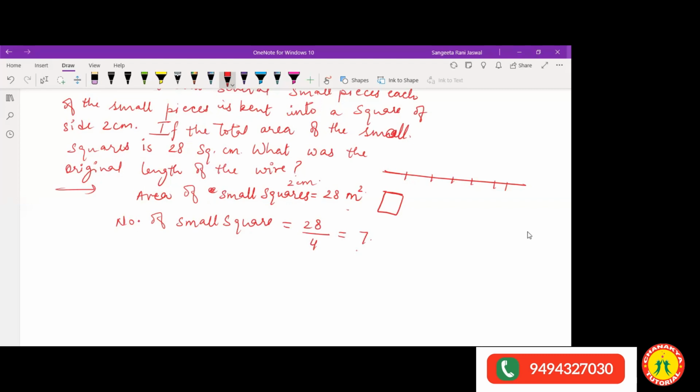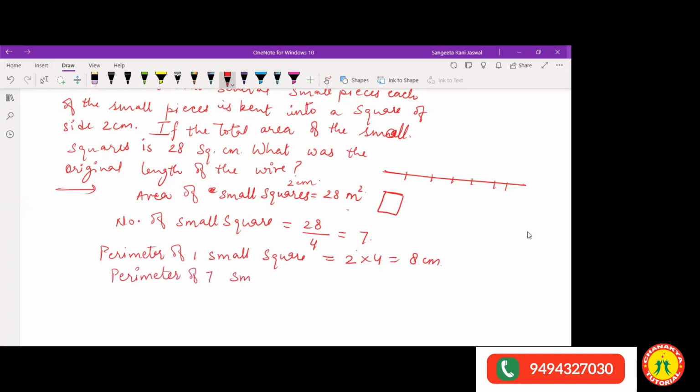So what are you asked to find out? Ma'am, what is the original length of the wire? So that means perimeter of one small square is how much? Ma'am, it's 8. The side was 2, so 2 into 4 is 8. Okay, 8 centimeters. So perimeter of 7 small squares will be what?